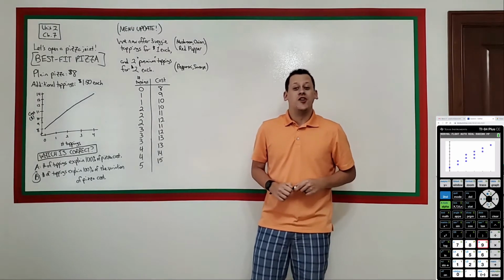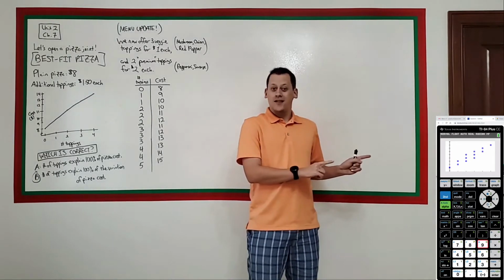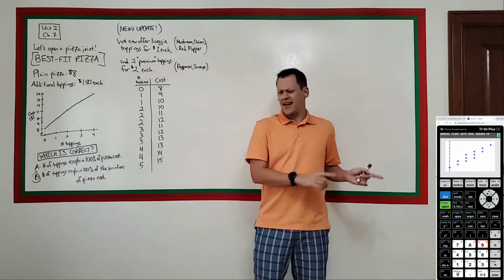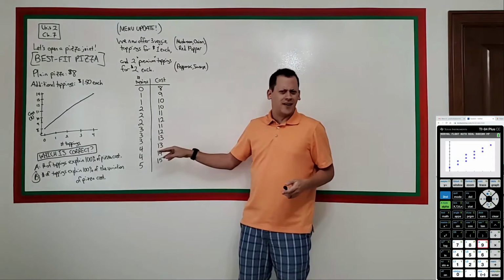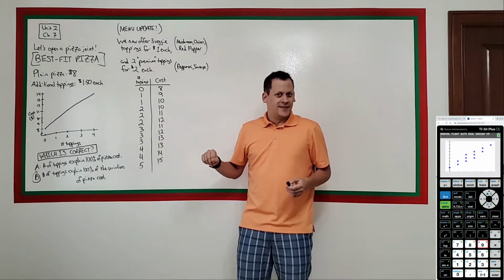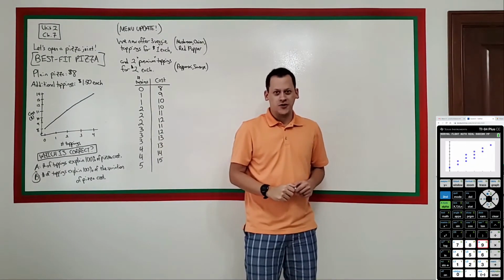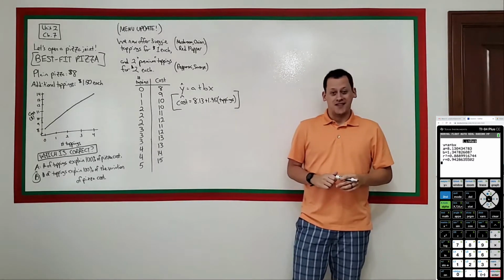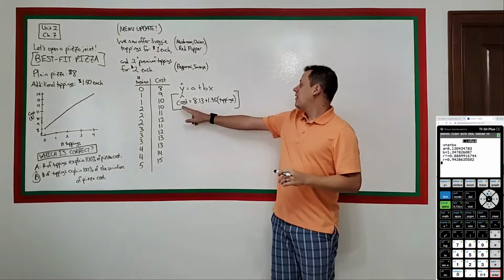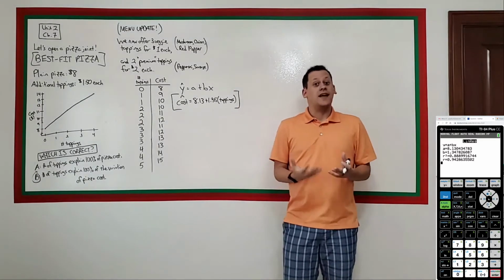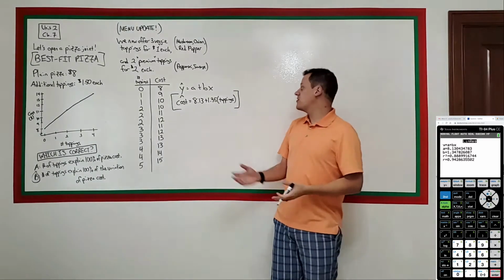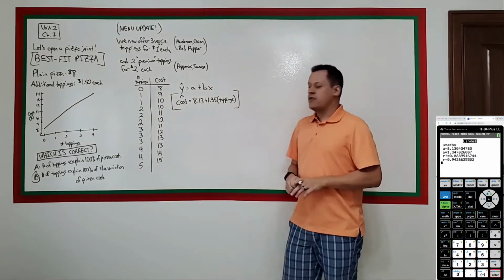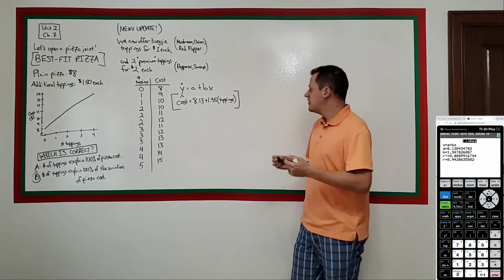We'll get to the linear regression in just a second. This is what your scatter plot should look like. If it looks like this, awesome. If not, you may have messed something up here. Let me show you what the regression equation looks like. This should be what the estimated regression line looks like. We've got our estimated cost. We're trying to estimate the cost of the pizza based on the number of toppings. 8.13 plus 1.35 times toppings.